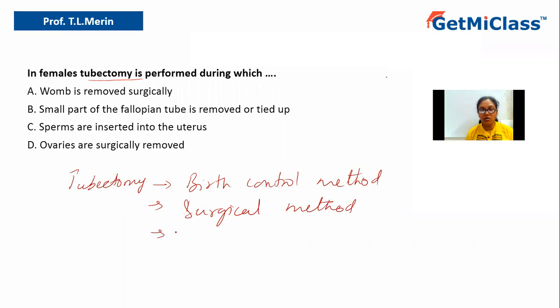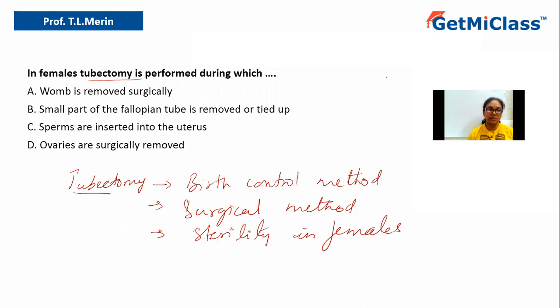And also it can cause sterility. Sterility in the sense that the reversibility of this particular birth control method is very poor. So it can cause sterility in females. Sterility means they cannot reproduce, or be pregnant again. Whereas in males we call it vasectomy.